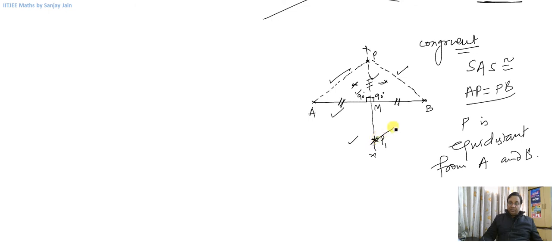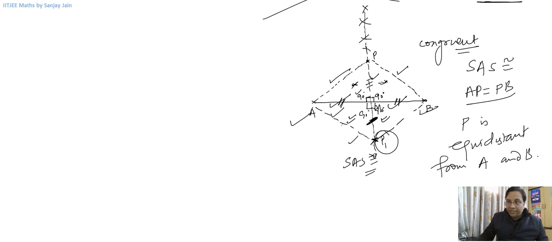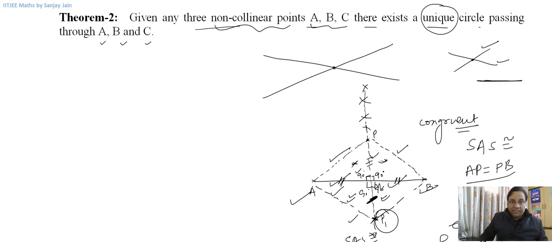Let us take this P1 and join this with A and B. Again, we can say these angles are 90 degrees each, right? This side AM is equal to MB, and this here is common to both these triangles. So again, by SAS congruence criterion, we can say that these two triangles are congruent. Hence P1 is equidistant from A and B, and this will be true for any other point on this perpendicular bisector, right? If we understand these two things, now read this theorem once again.